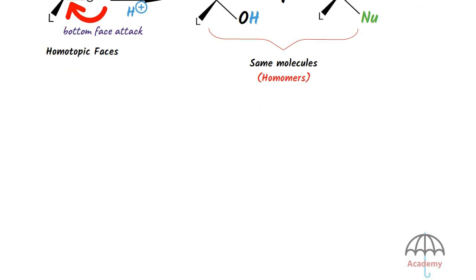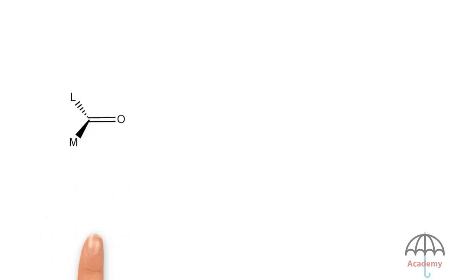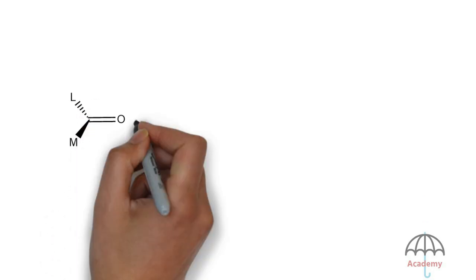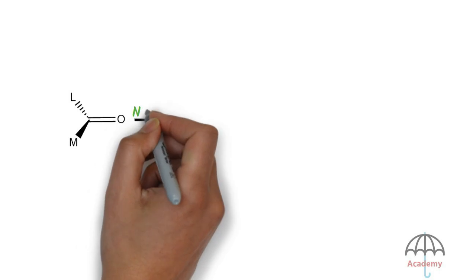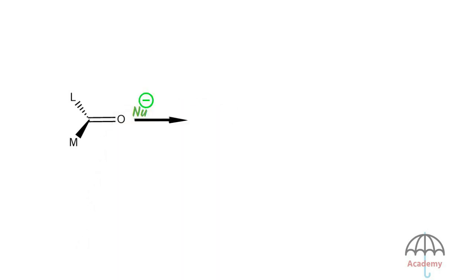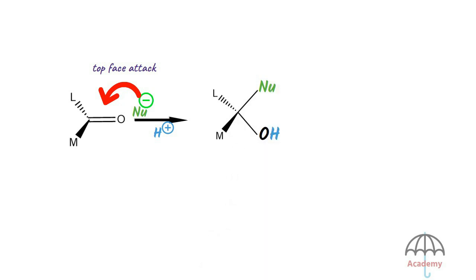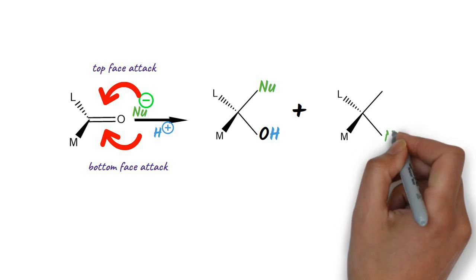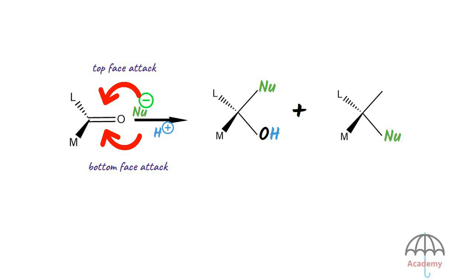Now, consider this molecule in which the carbonyl is attached to two different ligands. If this carbonyl is treated with the nucleophile, followed by protonation at the negatively charged oxygen, the top face approach gives us this molecule, where the nucleophile is attached from the top side, so that the hydroxyl group is pushed down. If the nucleophile approaches from the bottom face, we get this molecule, where the nucleophile is attached from the bottom side, so that the hydroxyl is pushed up.